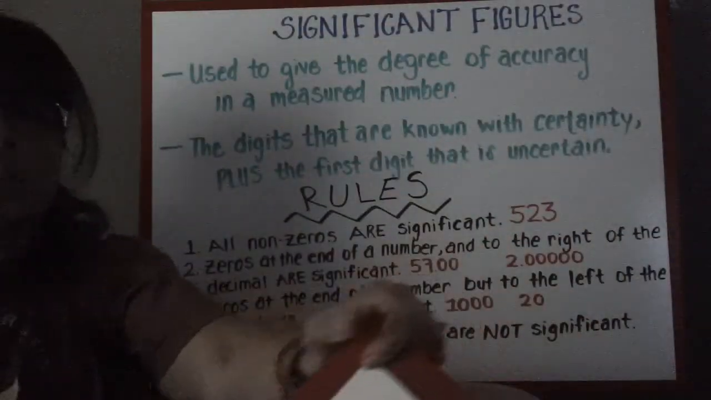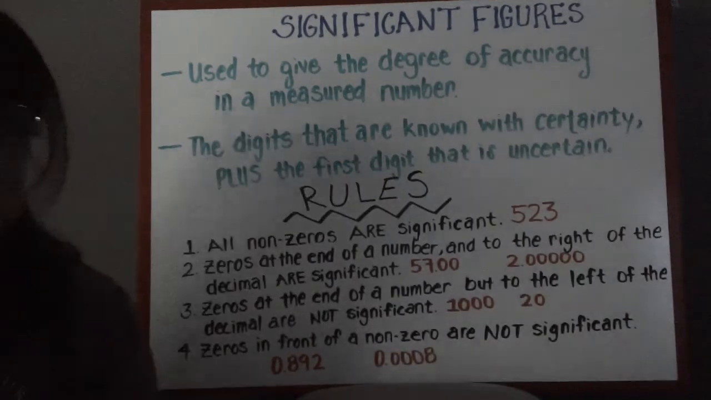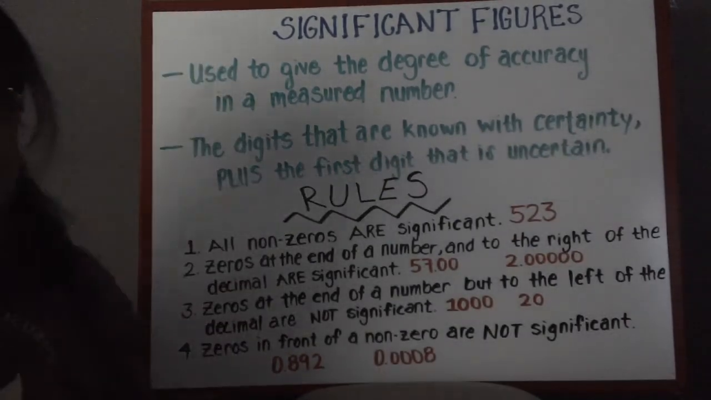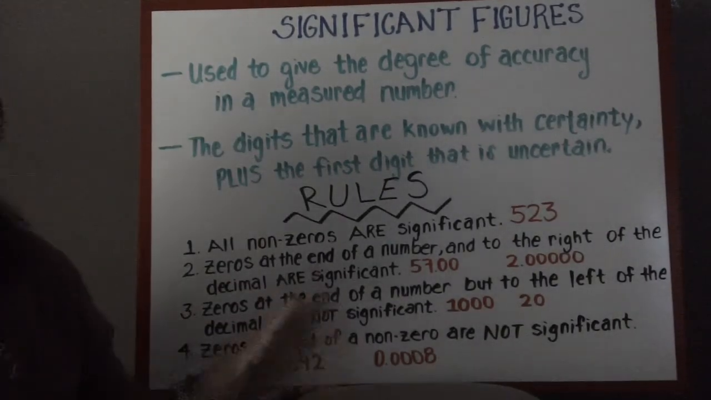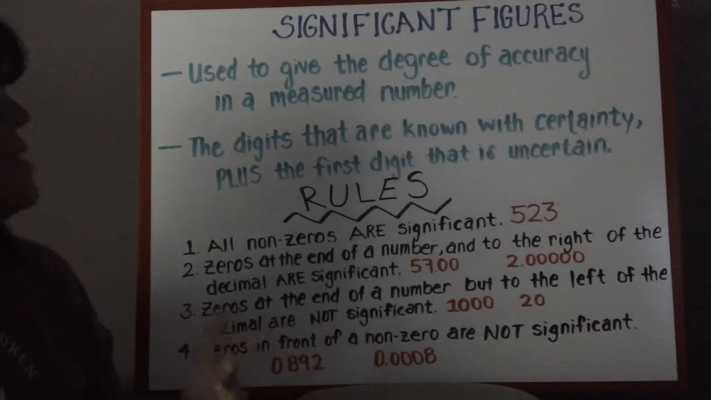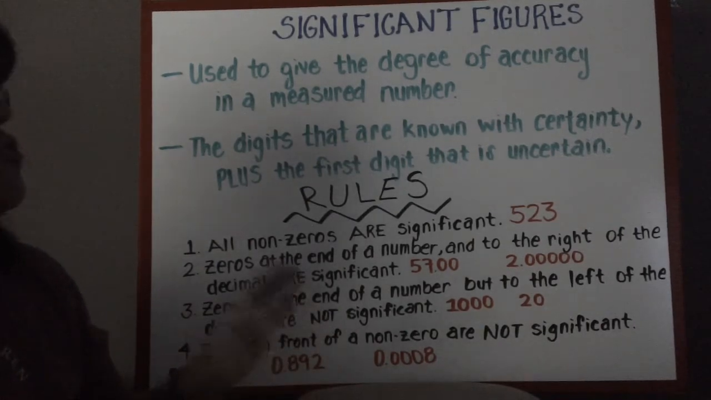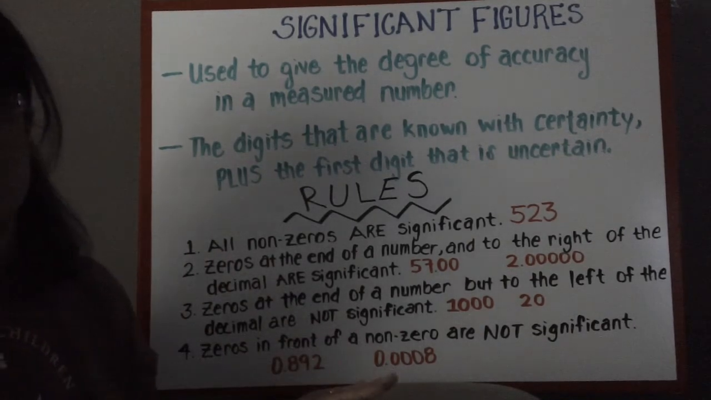Okay, now we're going to talk a little bit about significant figures. You guys probably are very familiar with significant figures from studying chemistry last year. So some of the rules might be a little bit different. In physics, the big thing is that we use significant digits to measure the degree of accuracy of a measurement.